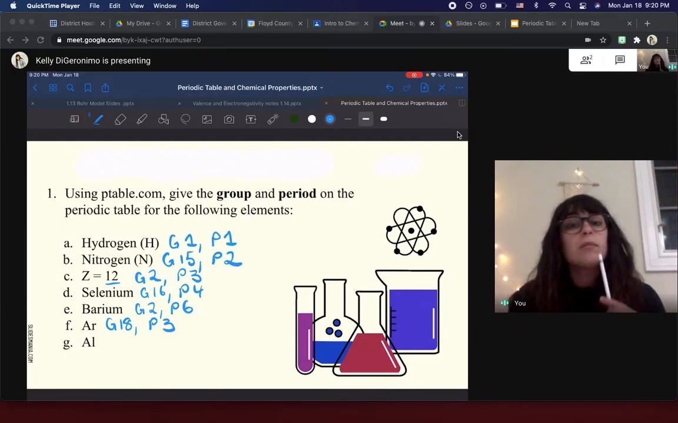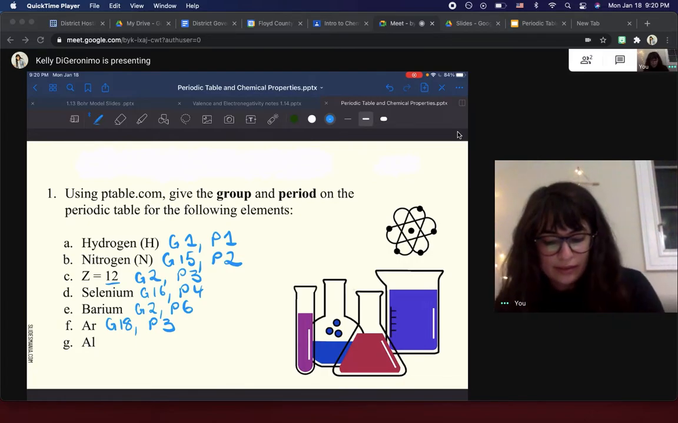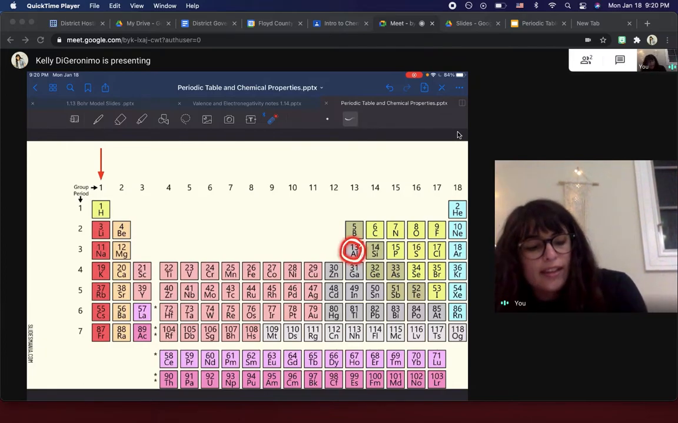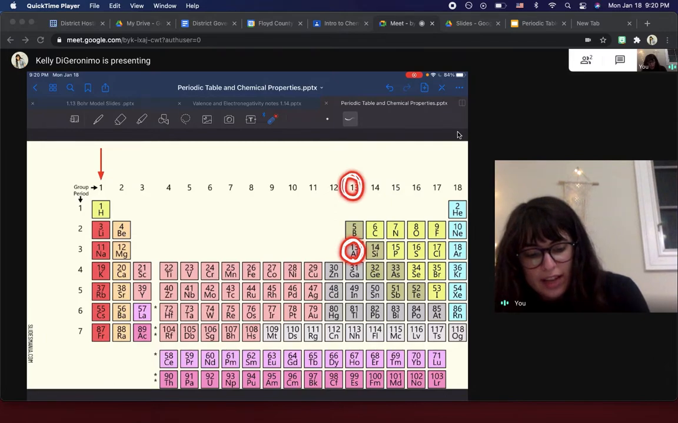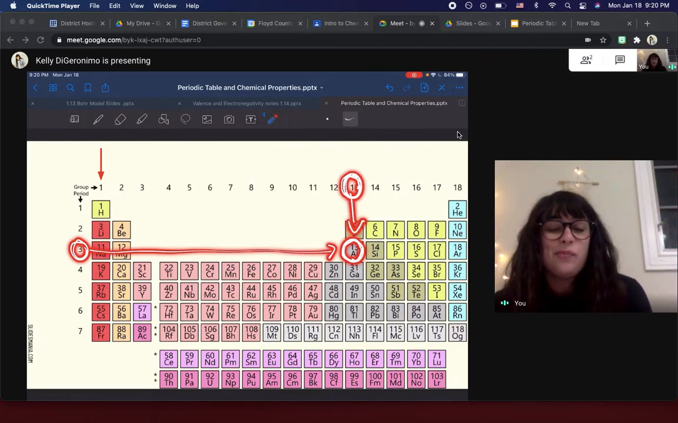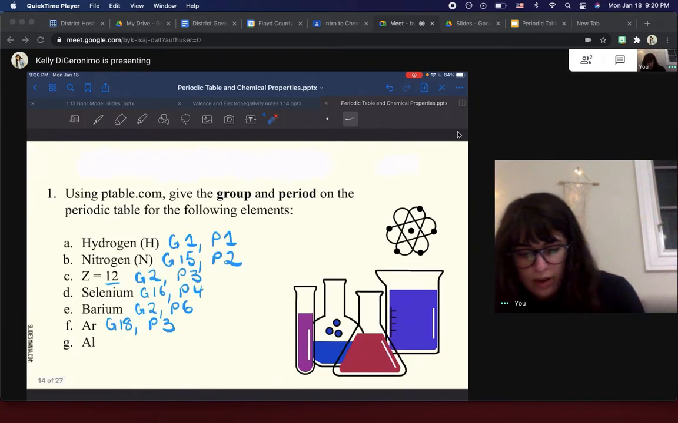Atomic symbol Al. Find it? And let's check it. We're looking for aluminum, Al, atomic number 13. It's in group 13 and period 3. Group 13, period 3 is where aluminum and only aluminum lives. Group 13, period 3. G13P3.